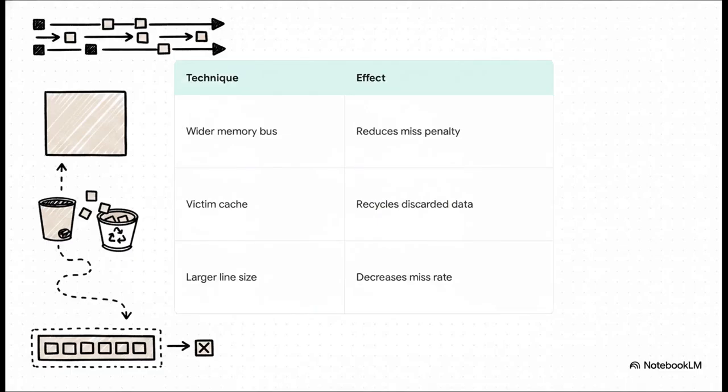And engineers have some incredibly clever tricks to pull this off. For instance, they might widen the memory bus to transfer way more words simultaneously, which slashes that miss penalty time. Or they might use something called a victim cache. This is a tiny staging area that catches discarded data. It basically holds on to data that just got kicked off the main desk, just in case the worker suddenly realizes, wait, I still need that. It's a brilliant way to save a long trip down the hall.